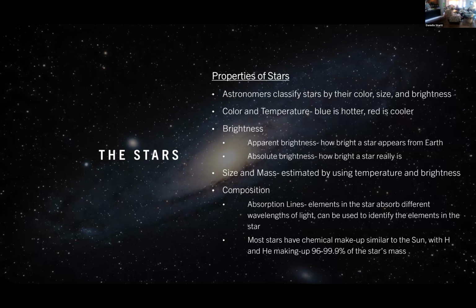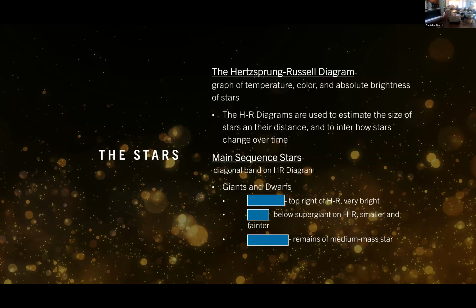It's sort of like when you get into chromatography. Basically, we know what they're made of because we can see the color with certain equipment. So most stars' makeup is similar to the sun, with hydrogen and helium making up 96-99% of the mass.